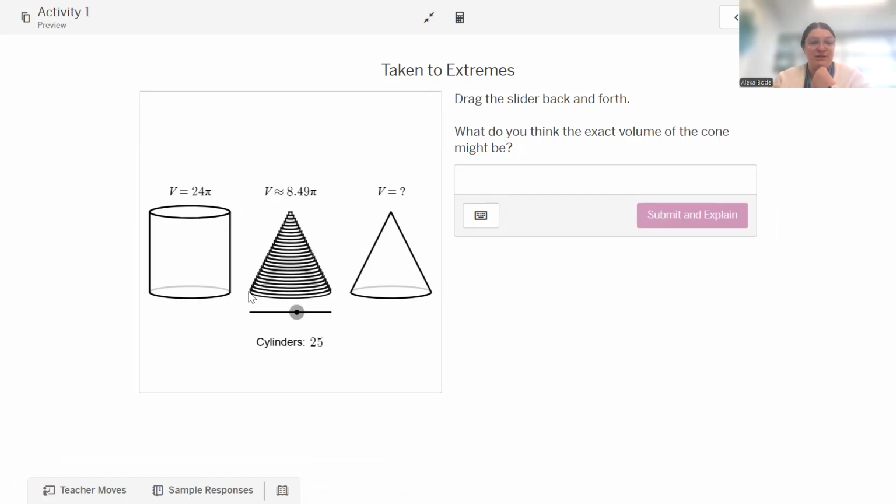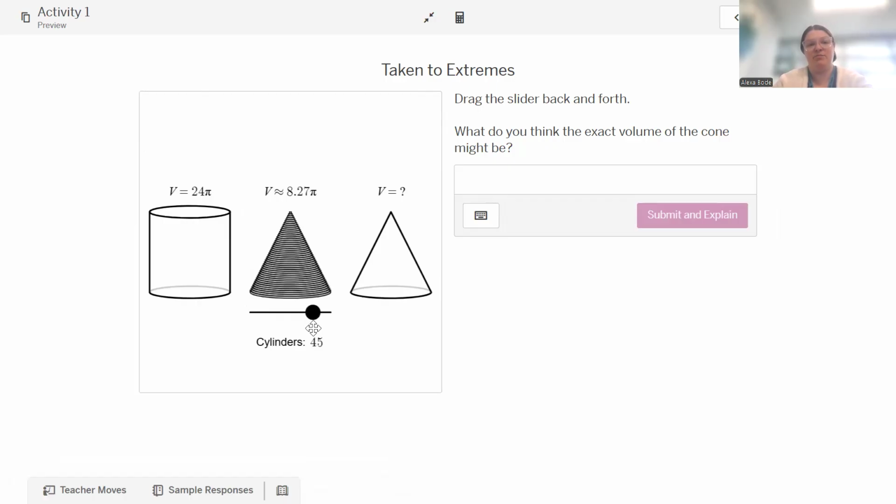On mine, you can see individual cylinders, and we have 8.49 pi. As I keep getting smaller and smaller, it's starting to look more and more like a cone. But it's not exactly a cone, it's 250 cylinders. My big one cylinder is 24 pi. Two cylinders is 15 pi.